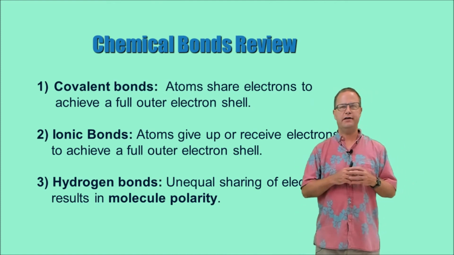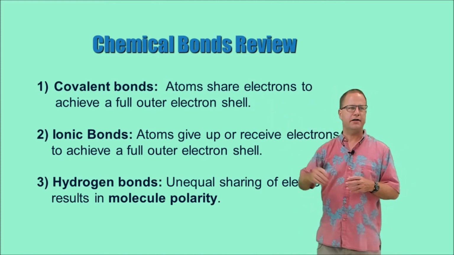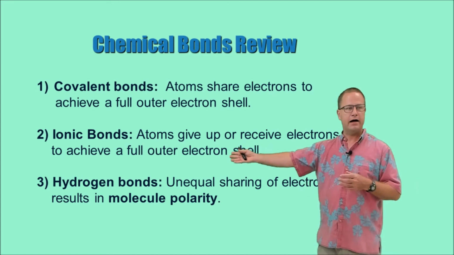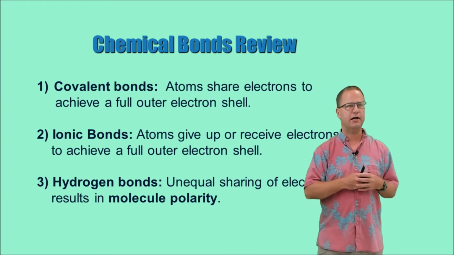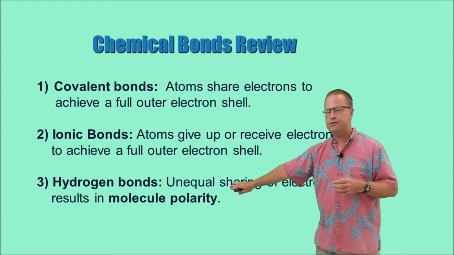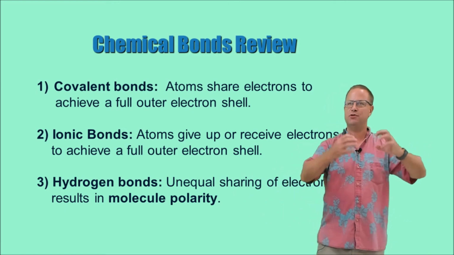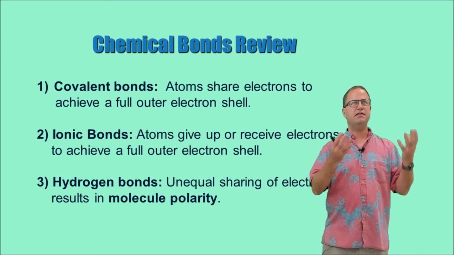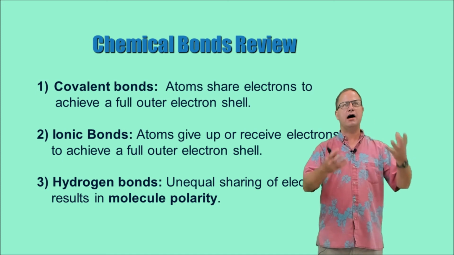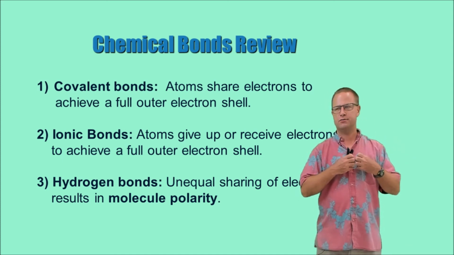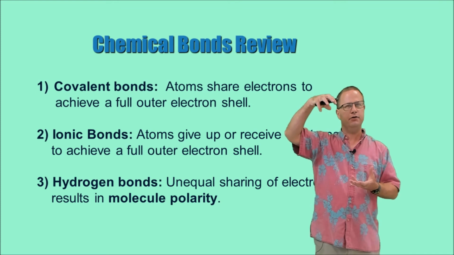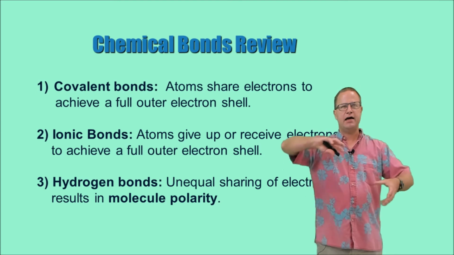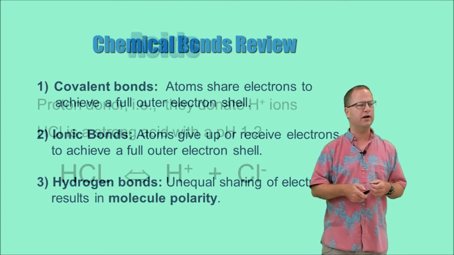Okay, so just a final review of the different types of chemical bonds. We said that covalent bonding occurs when atoms share electrons in order to achieve a full outer electron shell. Ionic bonding occurs when atoms either give up or receive electrons to achieve that full shell. And hydrogen bonding is a temporary association between molecules in which their atoms are sharing electrons unequally. And so we see this happening with water molecules where oxygen is more greedy, it hangs on to the electrons more often, and so it gives the oxygen end of the molecule a partial negative charge, and the hydrogen end a partial positive charge. And that allows these molecules to stick together in a certain way.